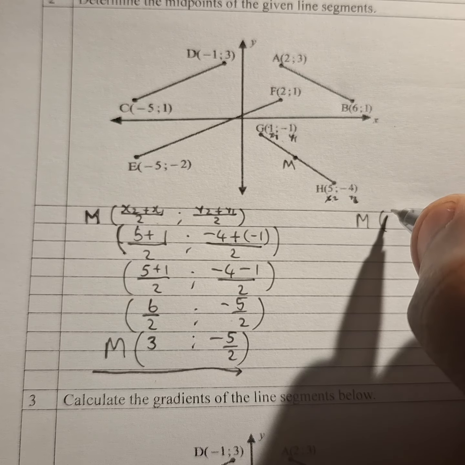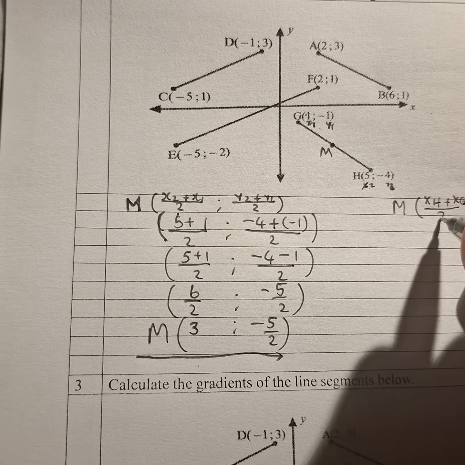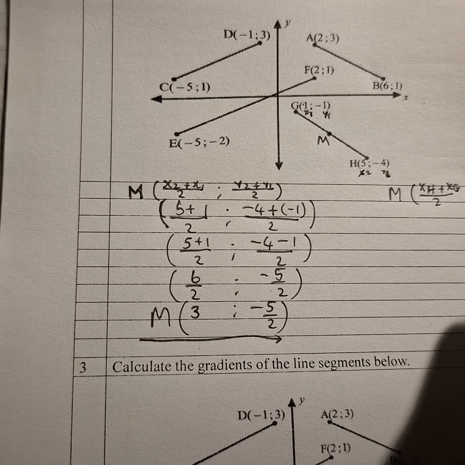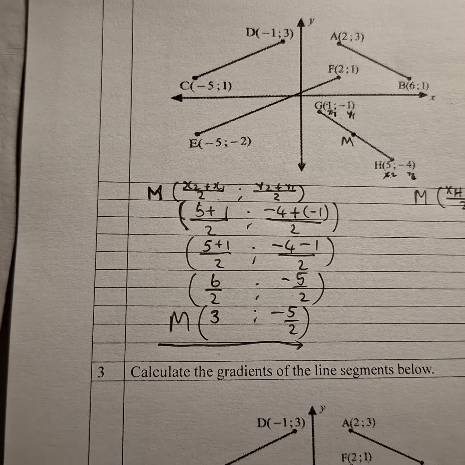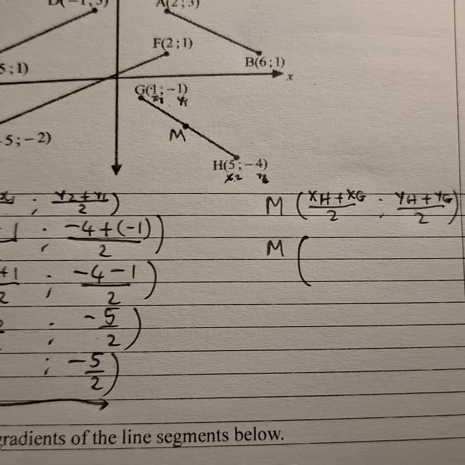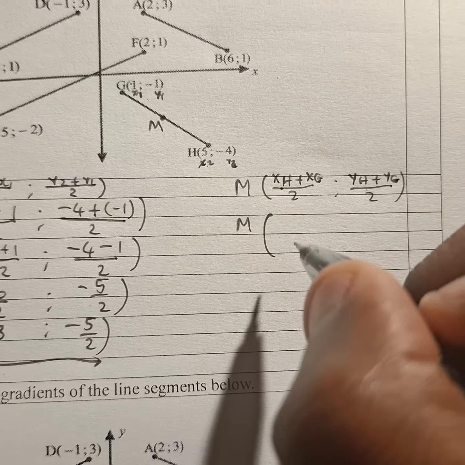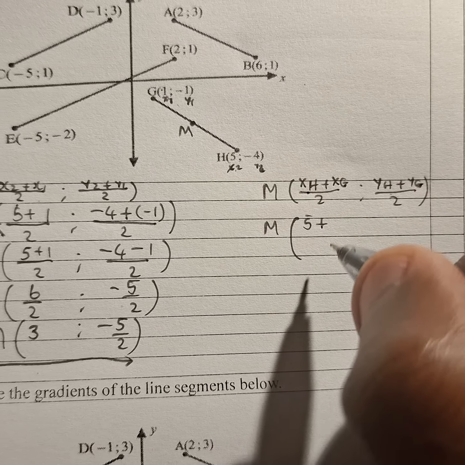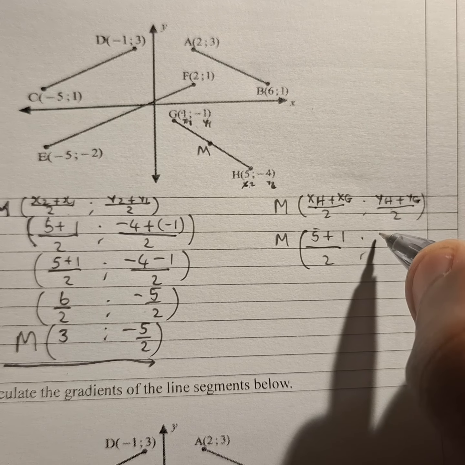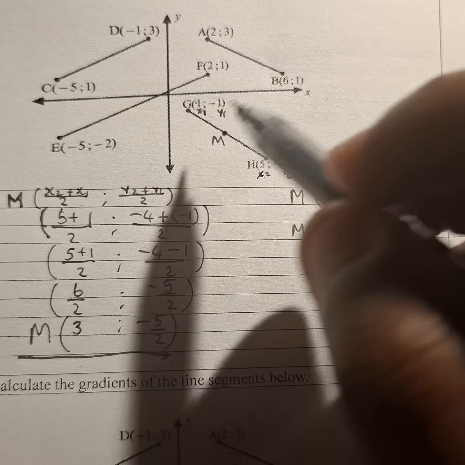You could say, if you wanted to, XH plus XG over 2, the x coordinate of H plus the x coordinate of G, YH plus YG over 2. That's also fine. I'm doing this so that those who want to use the letter approach can do so. So here, what's the x coordinate of H? The x coordinate of H is 5, plus the x coordinate of G, which is 1, over 2. What's the y coordinate of H? The y coordinate of H is negative 4. What's the y coordinate of G?